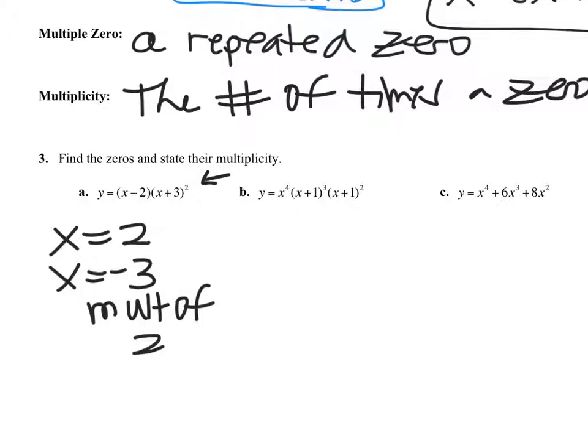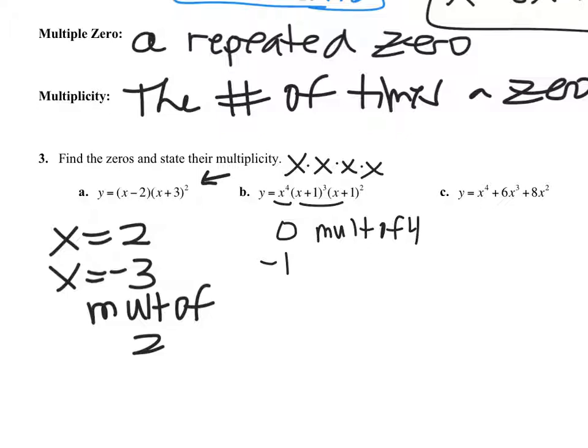Let's look at letter B now. Okay. This one has a lot of multiplicities here. So our factors from this one are going to be 0, our zeros are 0, and negative 1. Now, how many times does 0 occur? 4 times. It has a multiplicity of 4. X to the 4th is x times x times x times x. It has a multiplicity of 4. Okay? It's the same 0. It just happens 4 times.